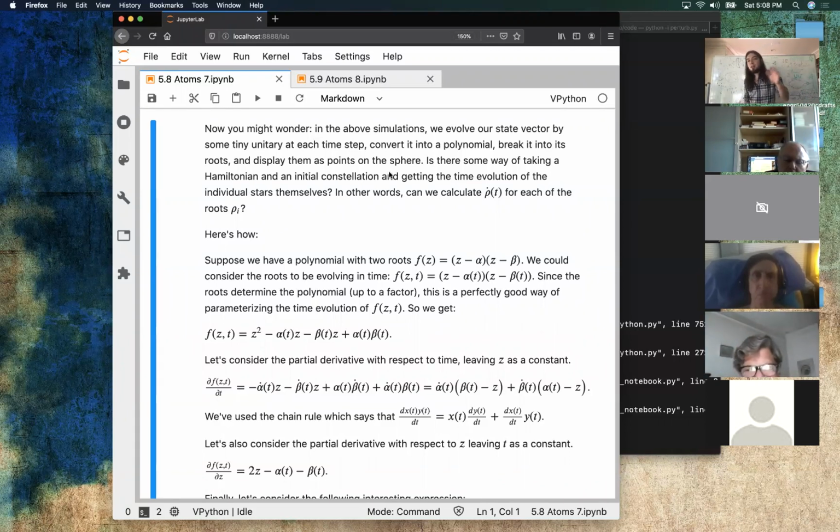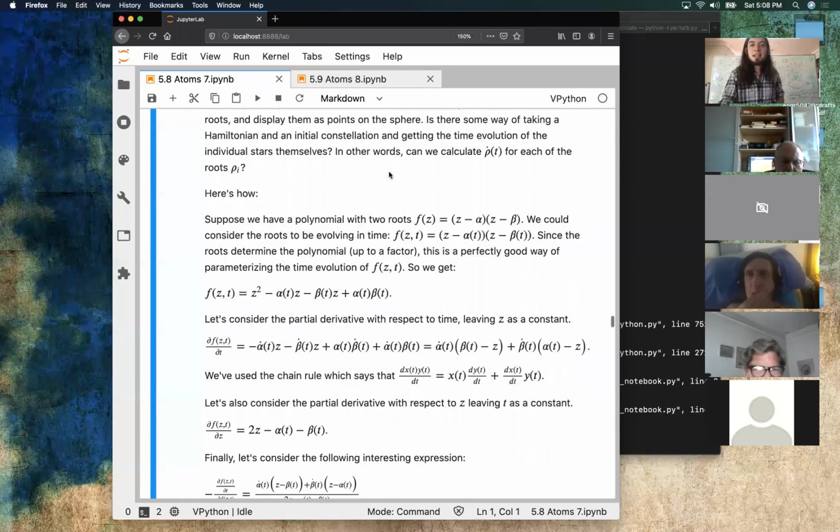As I say, what I've been doing is just taking a JM state, and then I have some Hamiltonian, I evolve the state, and at each moment, I convert that state into a polynomial, find its roots, and visualize it. But you could ask, why can't I somehow find a mathematical expression for the time evolution of the roots individually, rather than go through the trouble of breaking it down to a polynomial and finding the roots at each little discrete time step of my simulation? And so you can.